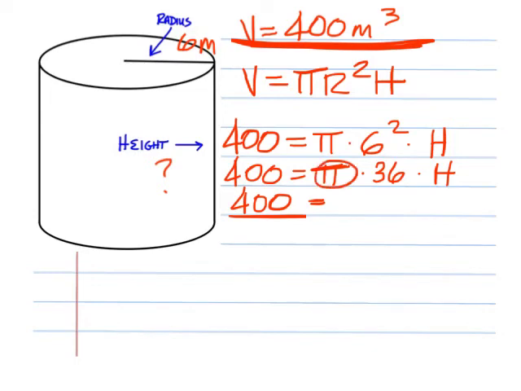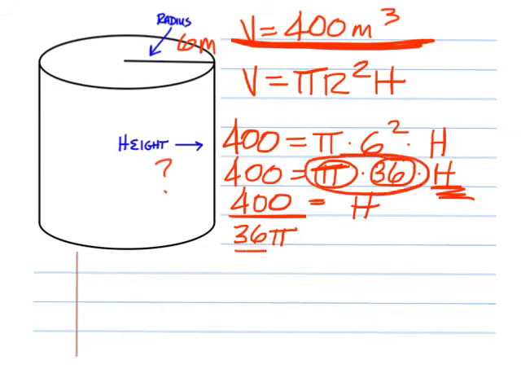h. You have pi and 36. Therefore, you have to divide 400 by 36 pi. That will give you the value for h. To get h by itself, you must divide by what is next to h. That's 36 and pi. In your calculator, you would do it like the following.